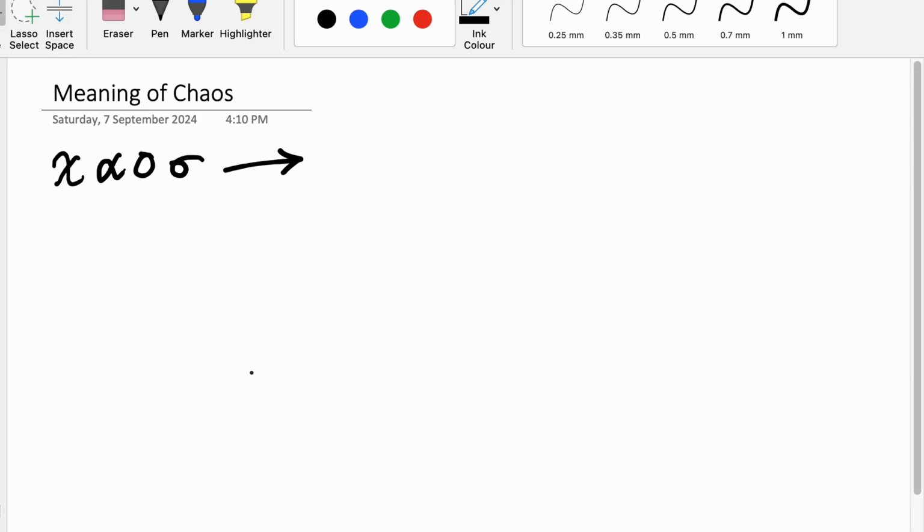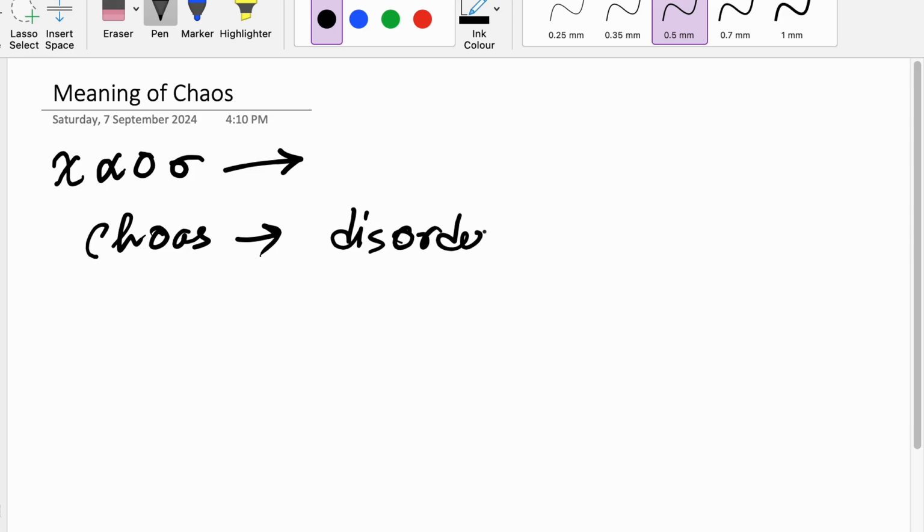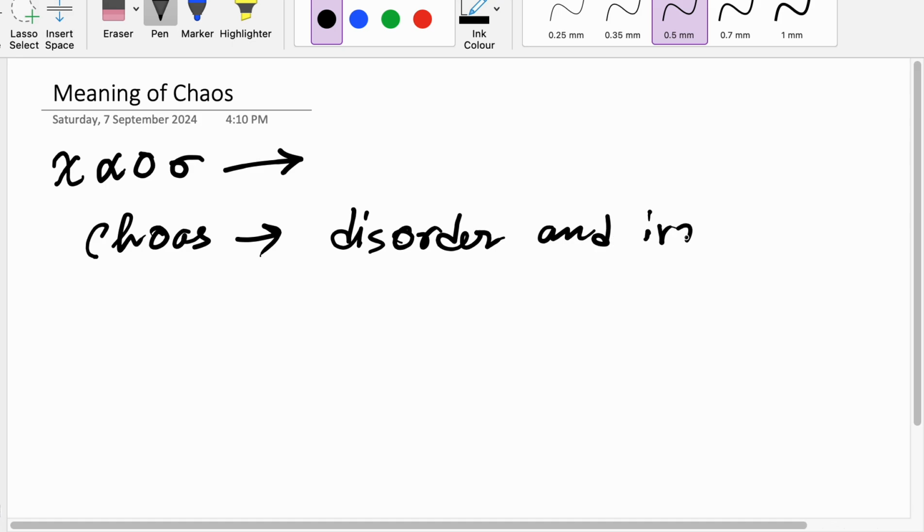But later on, the Romans changed its meaning. They meant the rootless or shapeless mass from which order and harmony came in society. And then later on, as you suggested, we use the word as a synonym for irregular disorder and irregularity, right? Disorder and irregularity.